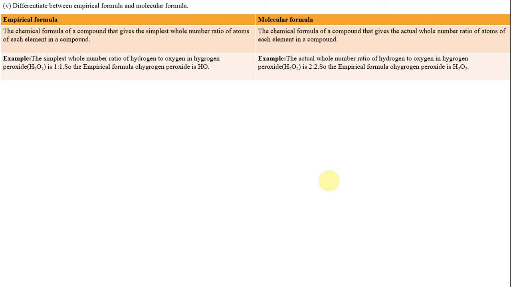Empirical formula gives the simplest whole number ratios of elements, molecular formula gives the actual whole number ratios. Example, the simplest whole number ratio of hydrogen to oxygen in hydrogen peroxide, that is H2O2, is 1:1. So the empirical formula of hydrogen peroxide is HO. Now for molecular formula example, the actual whole number ratio of hydrogen to oxygen in hydrogen peroxide, that is H2O2, is 2:2. So the molecular formula of hydrogen peroxide is H2O2.